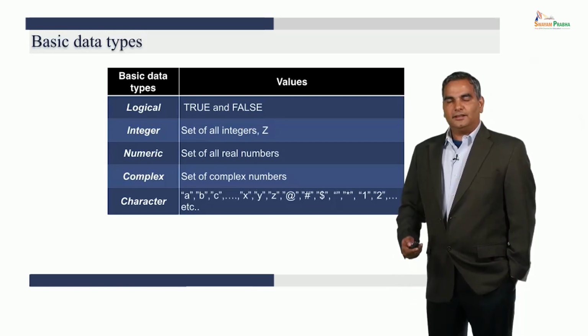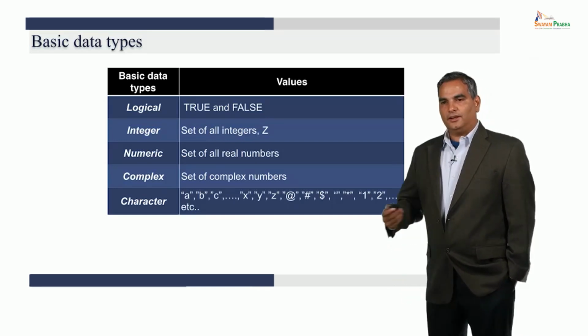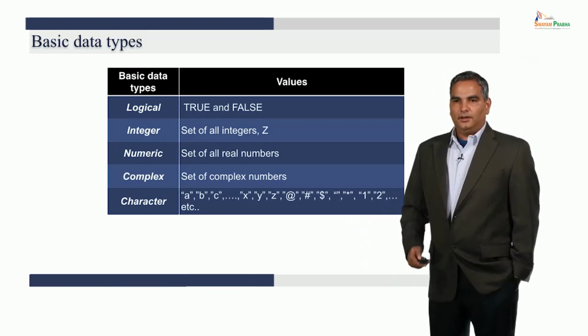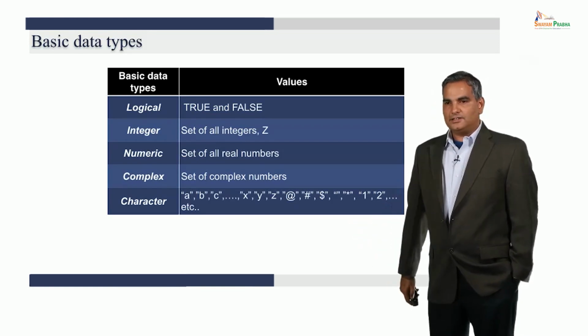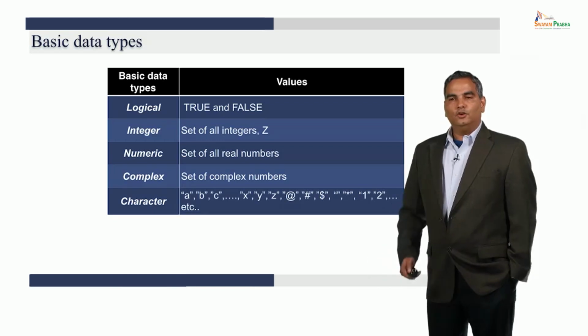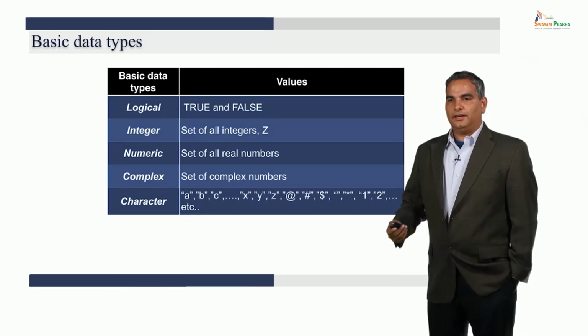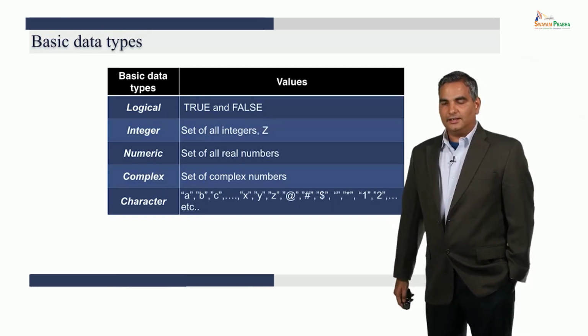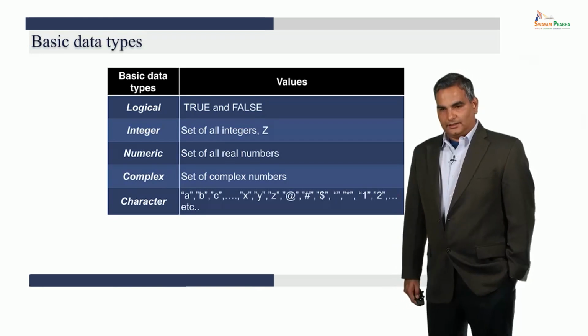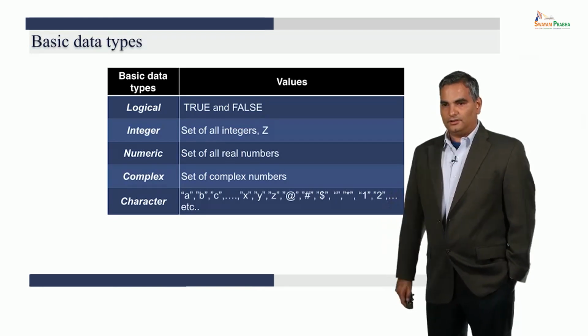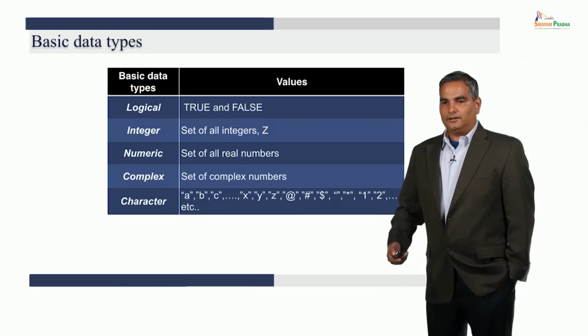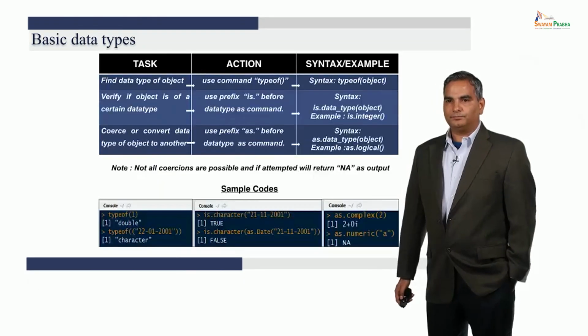You could have data that is logical, which means they could take values true or false. You could have a data type that is integer, which is the set of all integers. Numeric, the set of all real numbers. You could also define a variable as a complex variable, which would be the set of any complex numbers that you are interested in. And you could also have character type, which, as seen on the screen, could be any character that you can use as a data type.